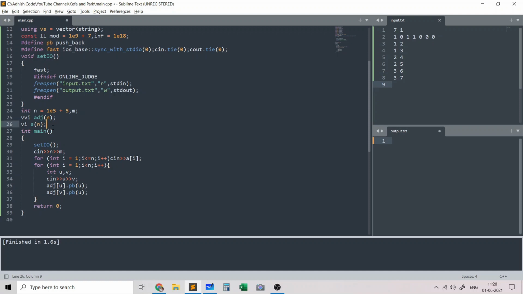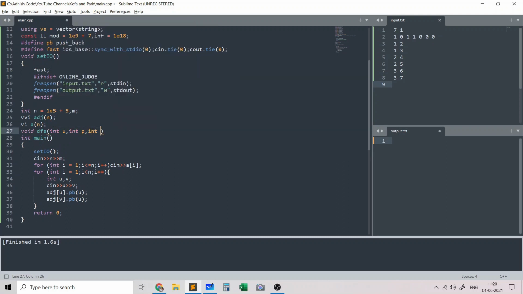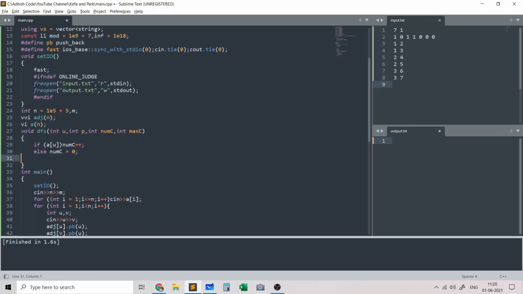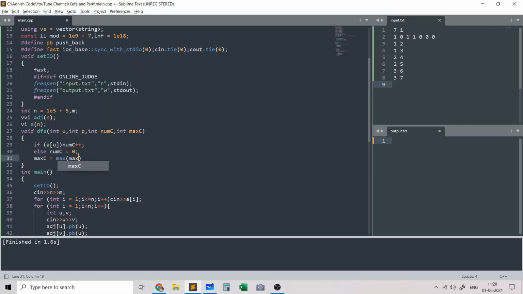And now let's write the DFS function, to which we are going to pass u and p as parameters, as always, and we are going to maintain num consecutive and max consecutive. First we update num consecutive. If a of u, then num consecutive will increase by 1, otherwise num consecutive will become 0. And max consecutive will be updated to the maximum of what it already was and the num consecutive.